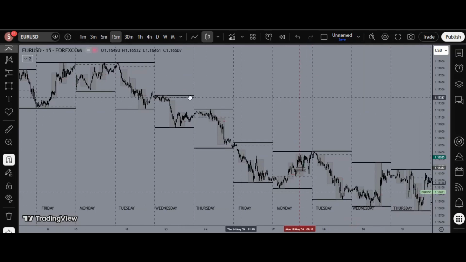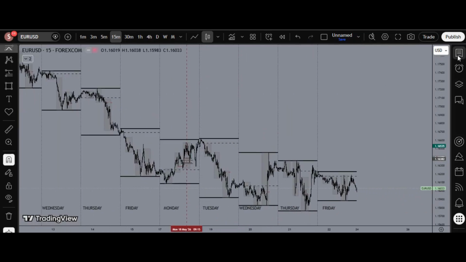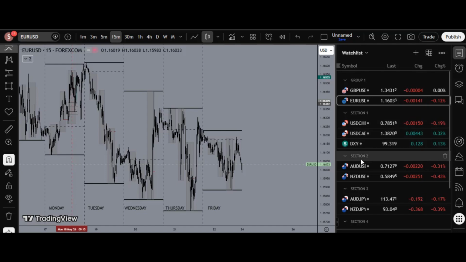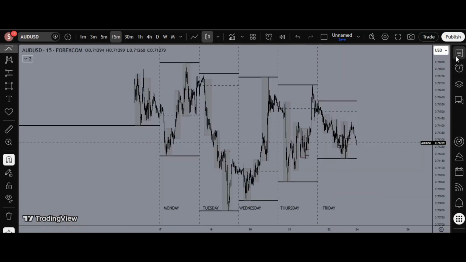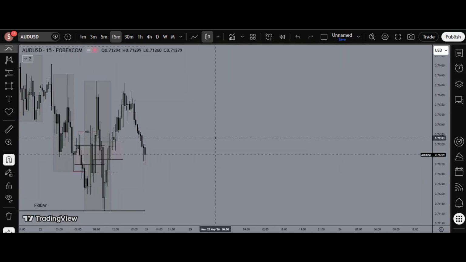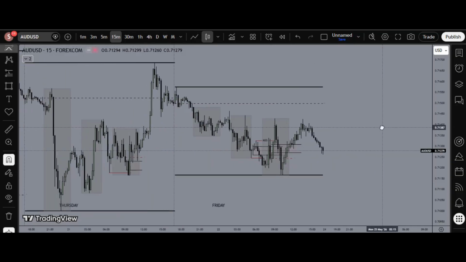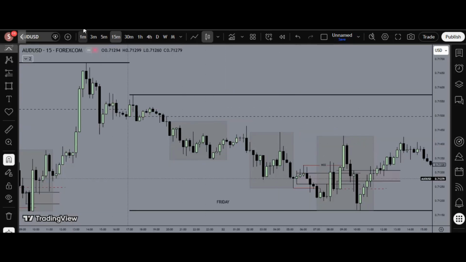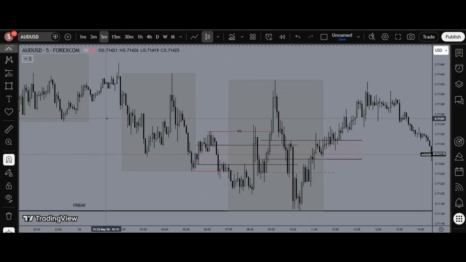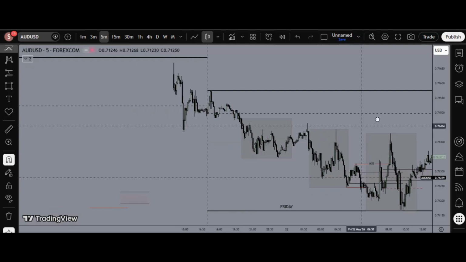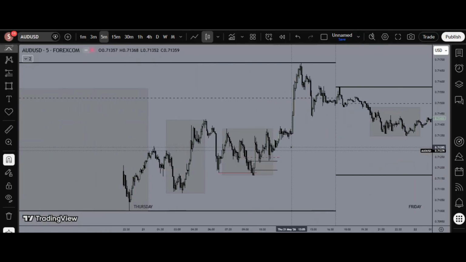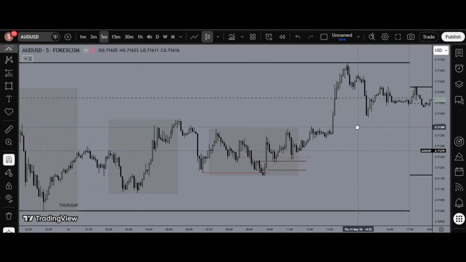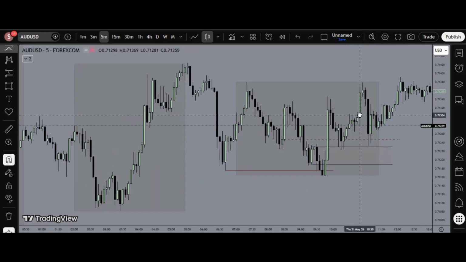Australian dollar, US dollars, 5 minutes. Watch the first video so you can understand what we are doing here. Australian dollar, US dollar, 5 minute time frame. Look at it. This was the failed trade. Okay, so look at it. This is it.